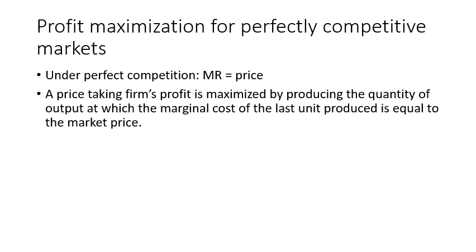In perfectly competitive markets, this is quite simple. Under perfect competition, the marginal revenue is equal to the price. So a price-taking firm's profit is maximized by producing the quantity of output at which the marginal cost of the last unit produced is equal to the market price. So firms are going to produce until demand is equal to marginal cost.